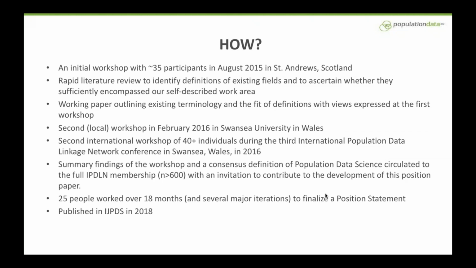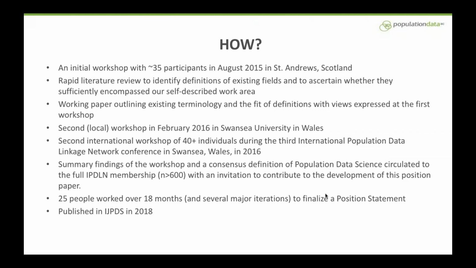And at that point, Kim carried out a rapid literature review to look at, well, what are the definitions of existing fields, to see whether they encompass what we are and this work area that we cover as a breadth, really. And that led to a short working paper at the end of 2015, which is where Kim and I joined forces then and became the core team that worked on developing further population data science. So then in February 2016, I ran a local workshop, and that was with people within our own data science building, which is the SAIL data bank and related initiatives there.